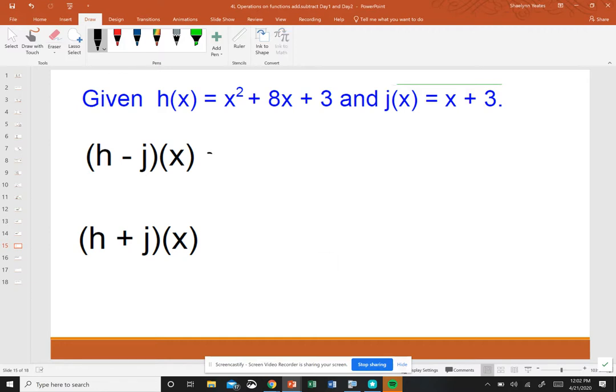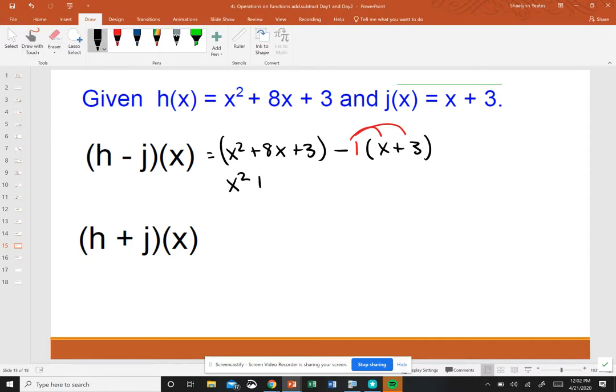So given h of x equals x squared plus 8x plus 3, and j of x equals x plus 3, we're going to find h minus j, and then we're going to find h plus j. So on this one, we're going to start with h. So we've got x squared plus 8x plus 3, and then we're going to subtract j of x, which is x plus 3. Now remember this little negative 1 and distribute it through.